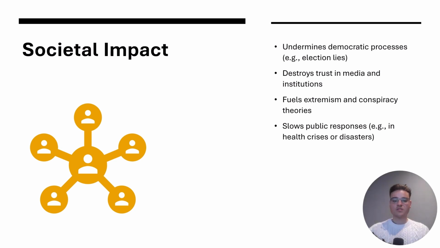Zooming out even further, misinformation impacts society on a large scale. It undermines democratic processes, think of election lies and manipulated voting info. It destroys trust in the media, science and government, which makes people more vulnerable to manipulation. It fuels extremism and dangerous conspiracy theories, and it slows down effective responses to public crises, like health emergencies or natural disasters, because people don't trust the facts. When truth becomes blurry, so does our ability to act as a society.